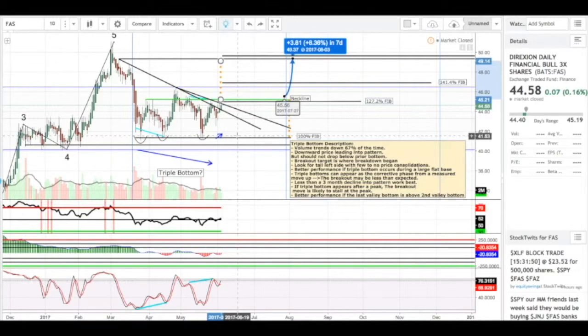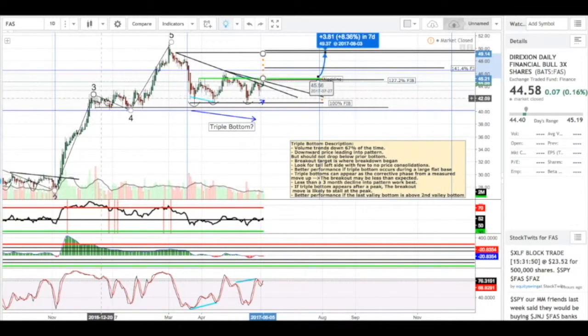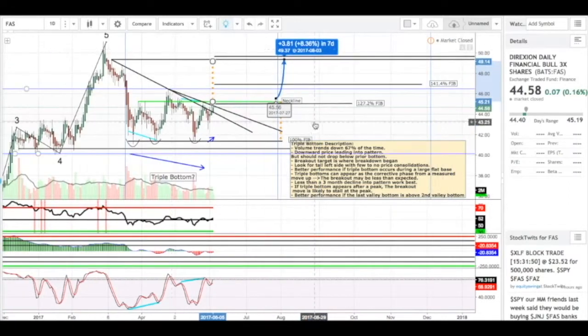So what it means by a measured move up is this is a flag or a measured move. It's basically flat right here. Price just stalls and lets the technicals cool off, and then we move up higher. So I guess it is the corrective phase from a measured move up. If less than 3 months decline into the pattern, it works best. Right here, it looks like we have a 1.5 month long decline into the pattern, so we would check this off our list.